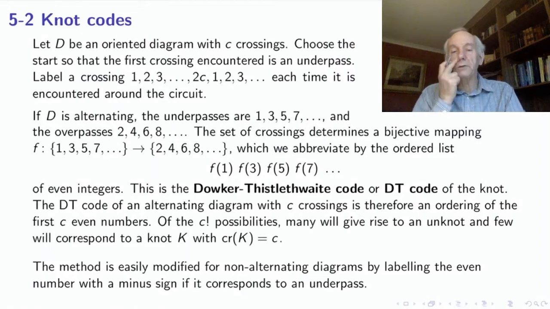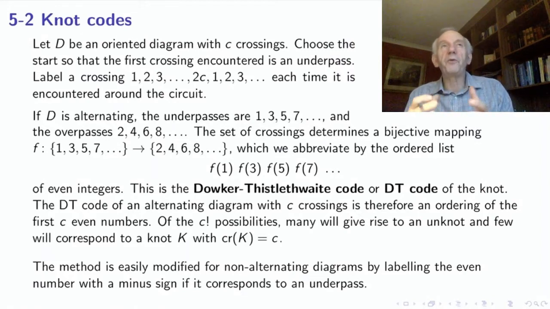So, in other words, if we want to ask what sort of codes we can have if we have C crossings, well, it's all possible. We could look at all possible permutations of the first C even numbers. Every one will actually give rise to a valid knot diagram, although many of those diagrams won't be terribly useful. Some may be unknots, many will be unknots, and so on.